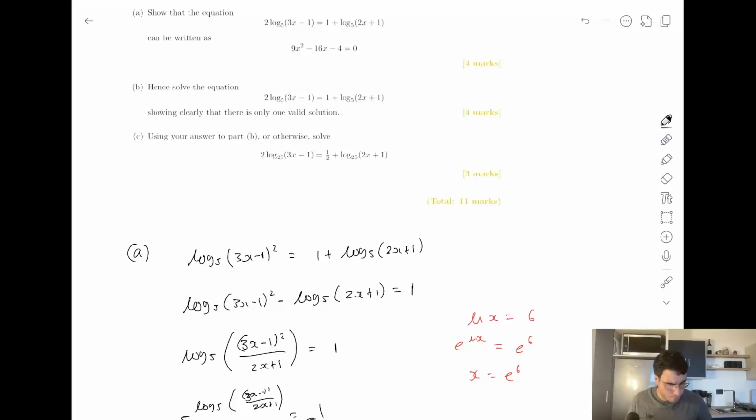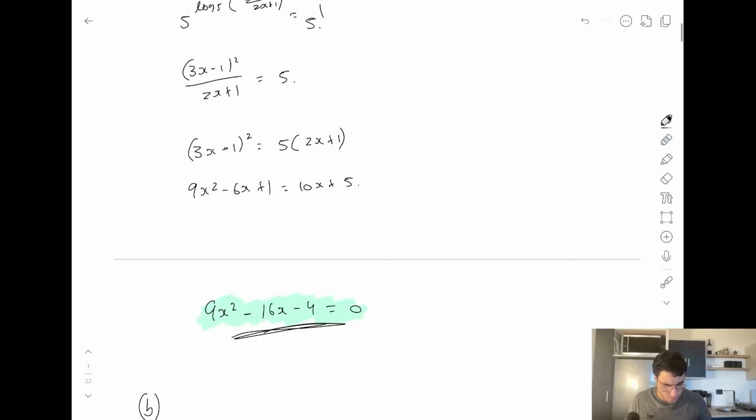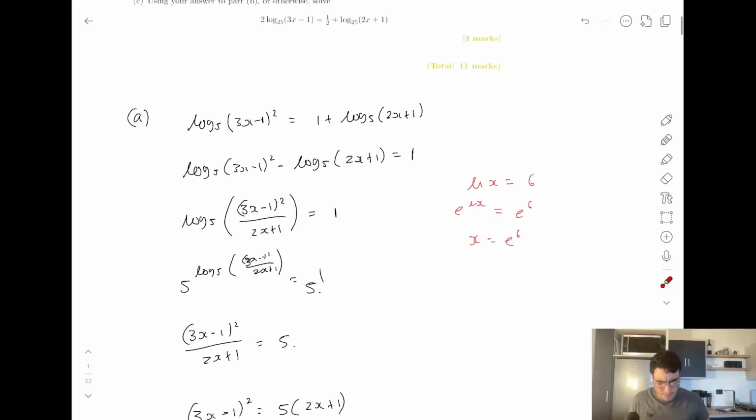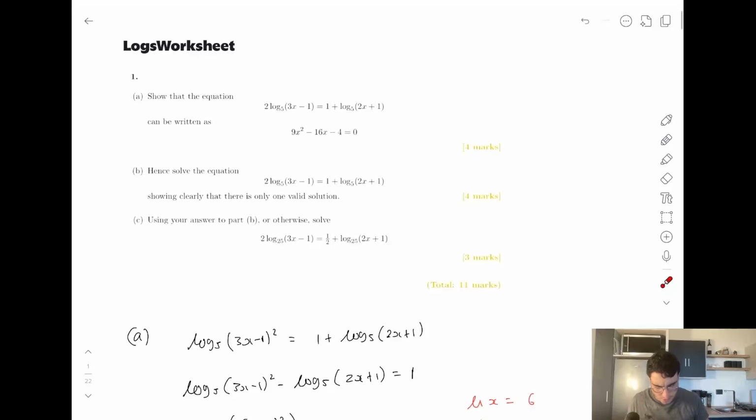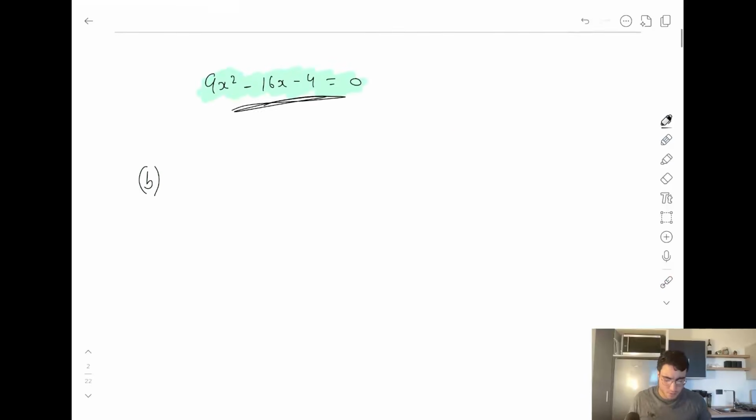Alright guys, now for number B, this is a pretty simple one. I don't know why it's 4 marks, should really be like 3. We just have to solve this, because it says, hence solve the equation, which is basically this, showing clearly that there's only one valid solution. Well, what I'm going to say is we have 9x squared minus 16x minus 4 is equal to 0.